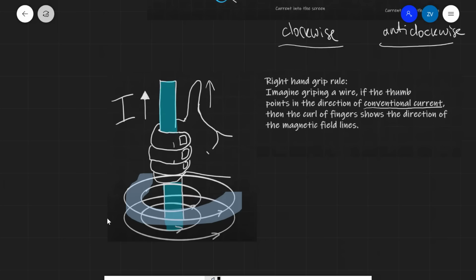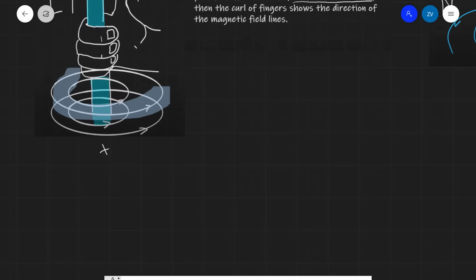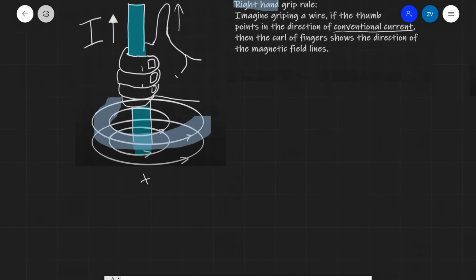A couple of common mistakes. It's the right hand grip rule. So this is really important. You're going to get the opposite result if you use your left hand. So you need to use the right hand. Additionally, pay particular attention that this is a conventional current, and conventional current will always be flowing from positive to negative. We can make a little problem to actually test our understanding of the right hand grip rule.